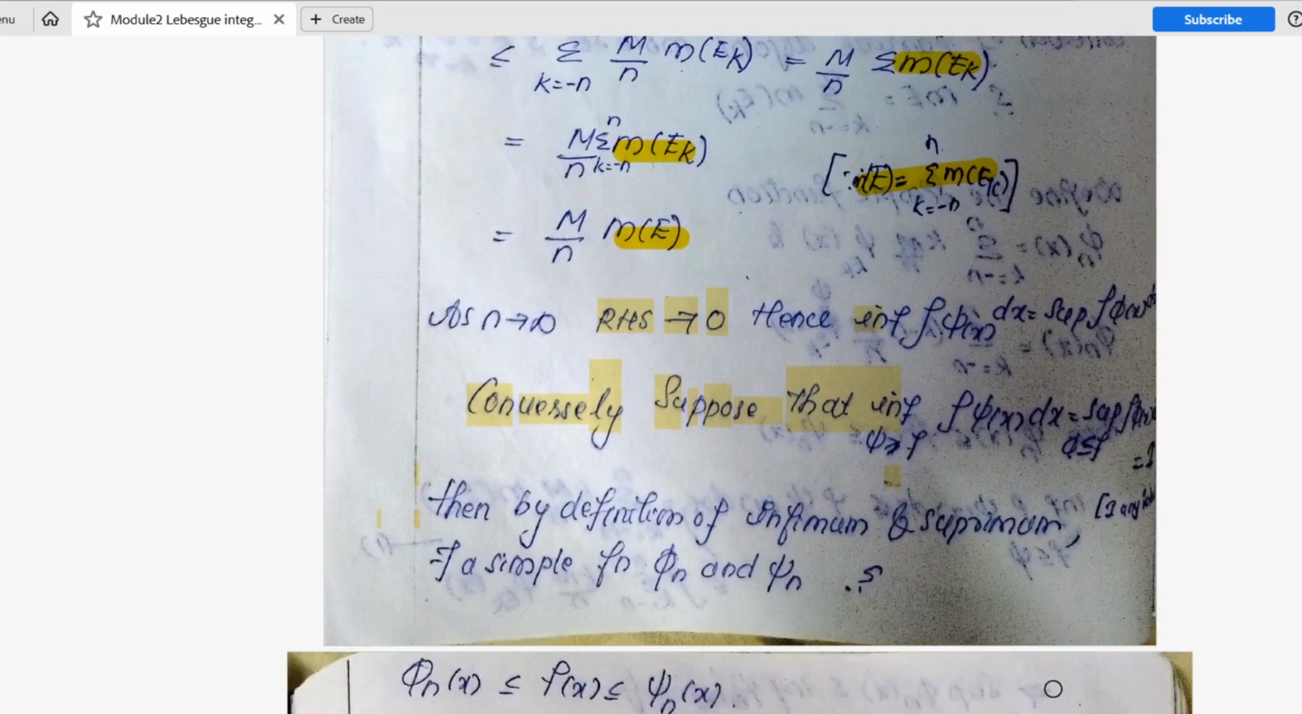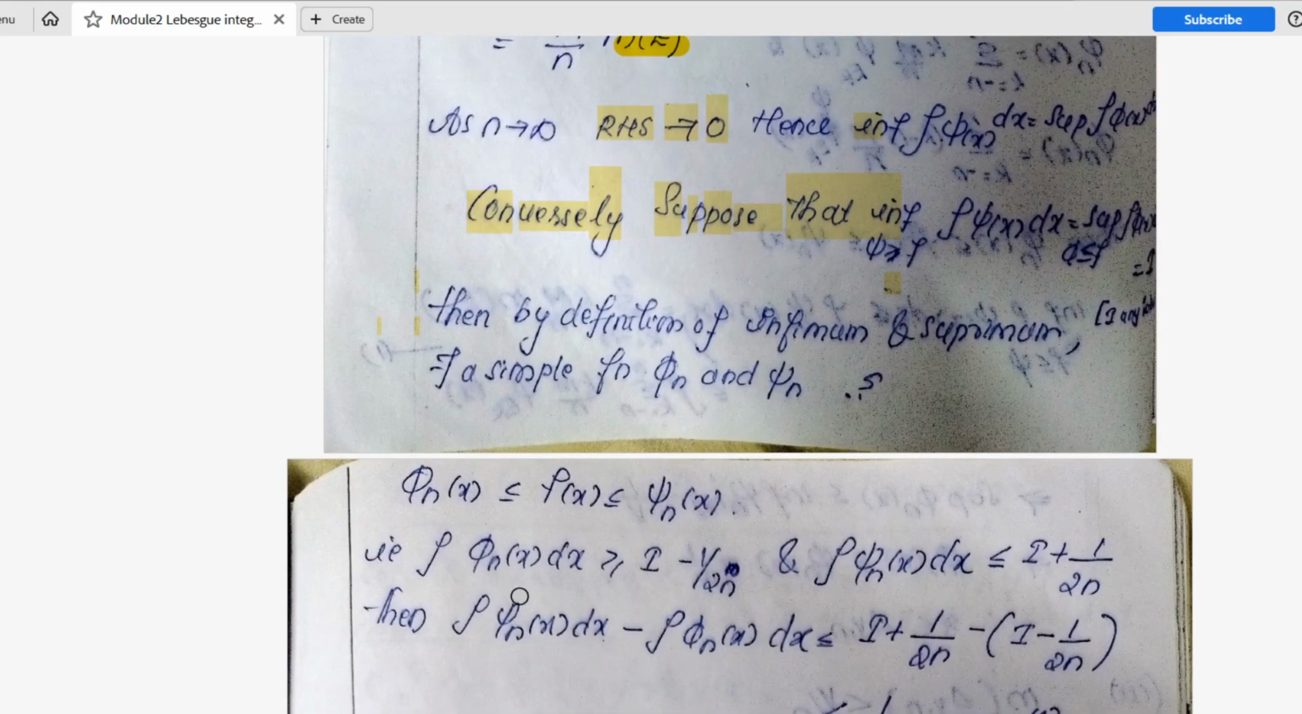So conversely, suppose that the infimum of this is equal to the supremum of this. By definition of infimum and supremum, there exist simple functions φn and ψn such that φn(x) less than or equal to f(x) less than or equal to ψn(x). Integral of φn(x) dx എന്ന് പറയുമ്പോൾ greater than or equal to I minus 1 by 2n വരും. And the integral of ψn is less than or equal to I plus 1 by 2n.